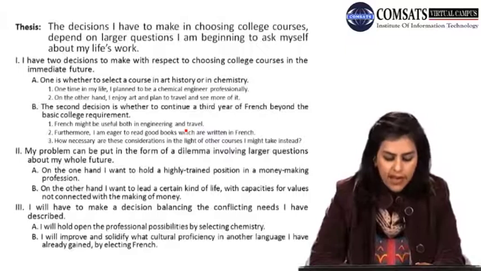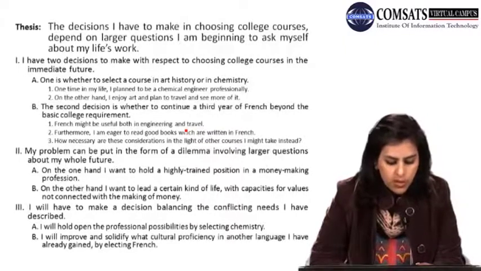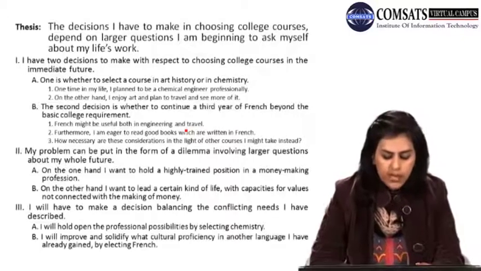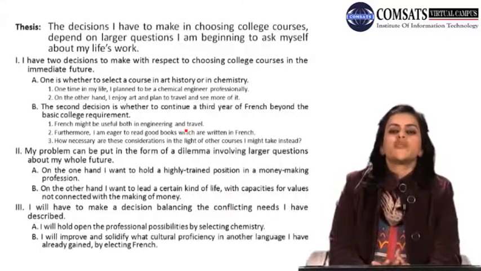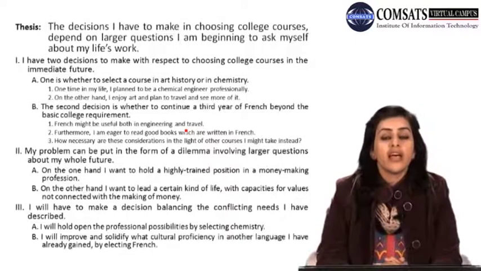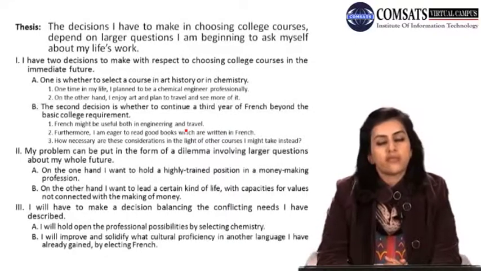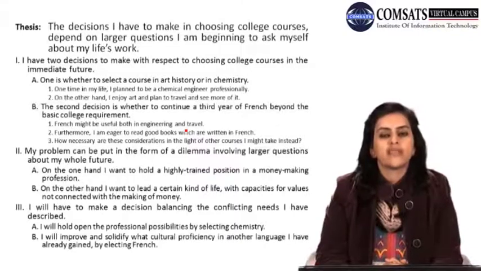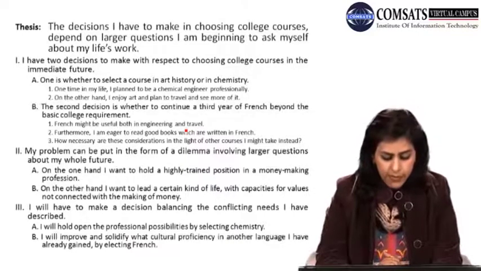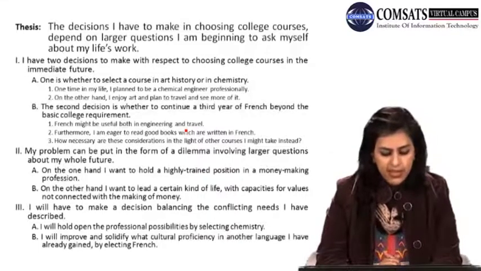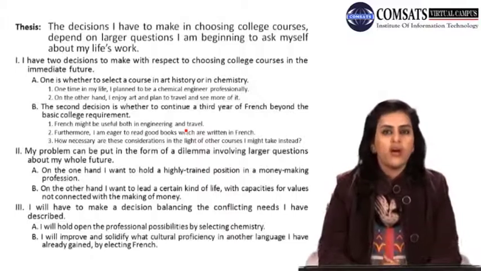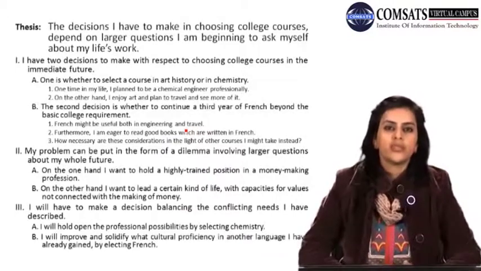On the other hand, I want to lead a certain kind of life with capacities for values not connected with the making of money. Now he wants to live a life which is not associated with money making, and he wants to have a smooth going system. I will have to make a decision balancing the conflicts. That is heading number 3. Now he has to take two decisions.